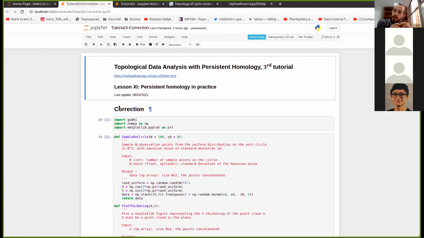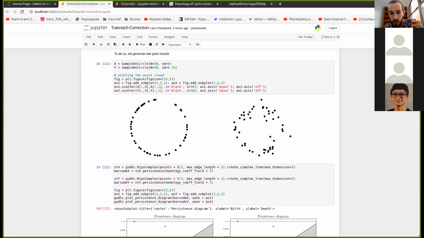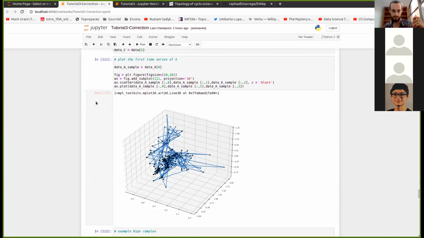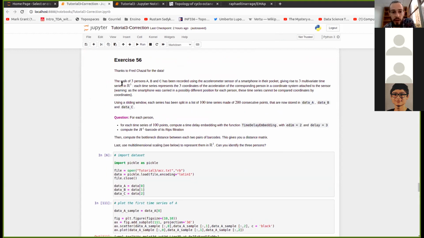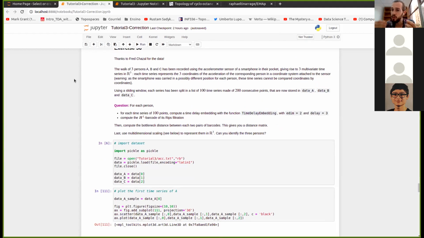This is the same idea here. We will study time series. All right, where is it? Okay. Time series. So these data are from three people. They went around some day with their phone in their pocket, and the phones recorded the acceleration data of the persons, right? You have three persons, A, B, C, and with the phone in the pocket recording acceleration, you obtain, so acceleration has three coordinates, X, Y, Z. So for each person, you obtain a time series in dimension three, okay? This is the three accelerations.